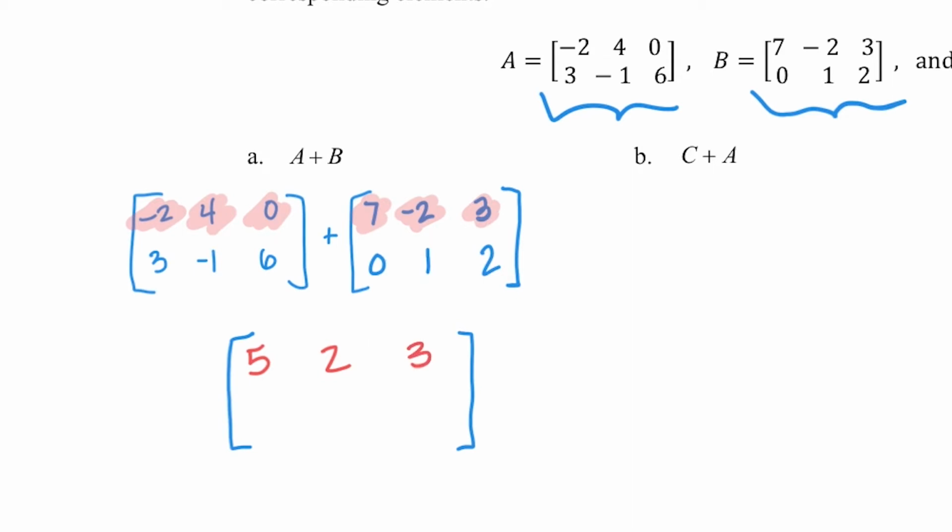Then on the bottom row, we have 3 plus 0, which is 3. -1 plus 1, which is 0. And 6 plus 2 gives us 8. So this is the resulting matrix, A plus B.